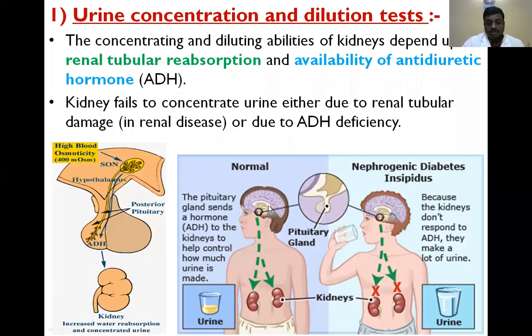But in specialized conditions like diabetes insipidus, the renal tubule is not sensitive to antidiuretic hormone, so there is no action of the hormone. More urine is filtered and excreted. That is why, in diabetes insipidus, frequent urination takes place, and those patients have to drink more water.